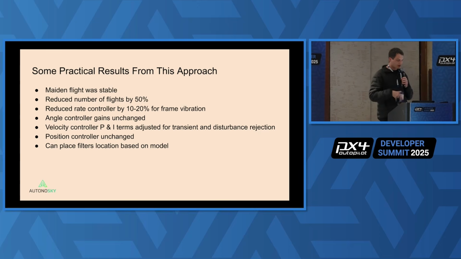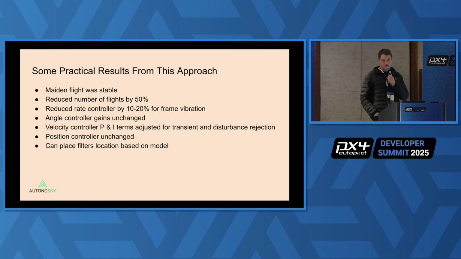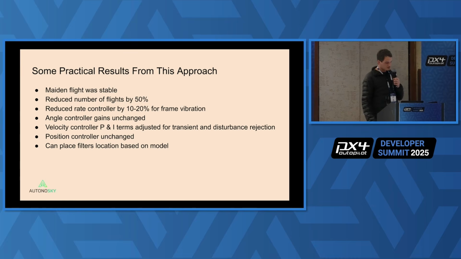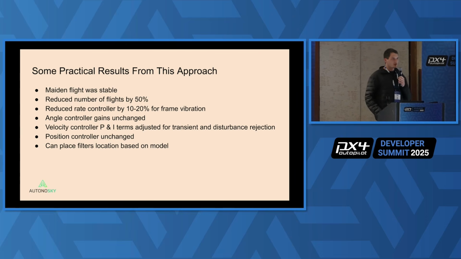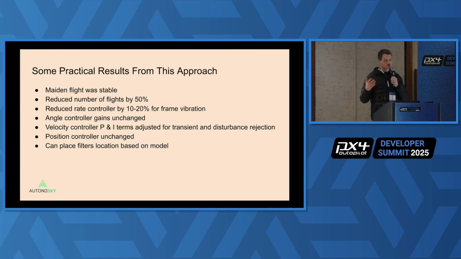And then during the first maiden flight, there was some vibrations evident in our airframe. So we needed to drop our rate controllers by 10 to 20%. Our angular controllers were unchanged. However, the closed loop response was much more damped than what our linear system predicted. So that was actually an increase in performance. And then for the velocity controllers, we just had to adjust the proportional and integral terms to ensure that we have the transient response that we want and enough disturbance rejection.